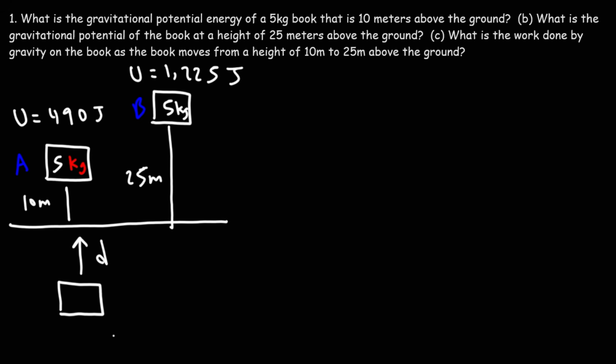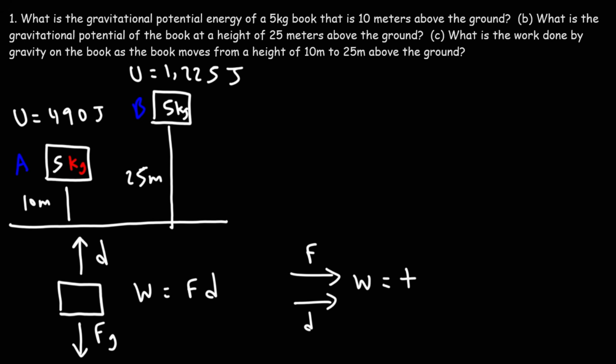it's going to have an upward displacement, but the force of gravity is downward. Now we know that work is equal to force times displacement. Whenever the force and the displacement vectors are in the same direction, the force will do positive work on that object. If the force and the displacement vectors are in opposite directions, the force will do negative work on that object. And that's what we have here. We want to move the book to a greater height, so we're moving it against the force of gravity. Therefore, the work done will be negative.